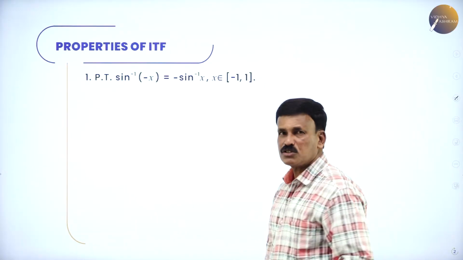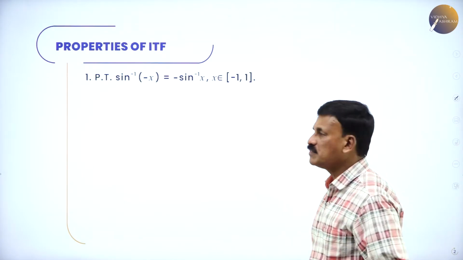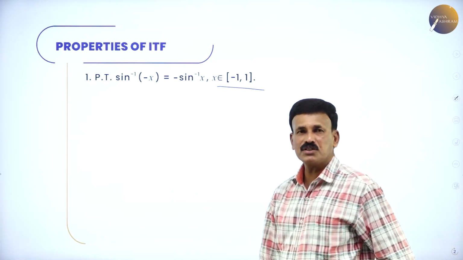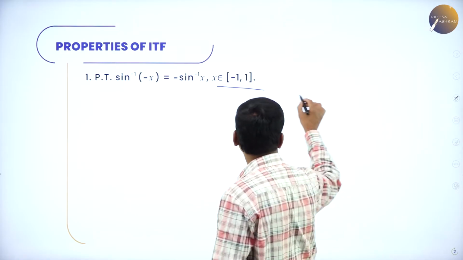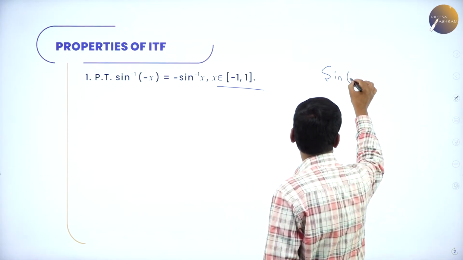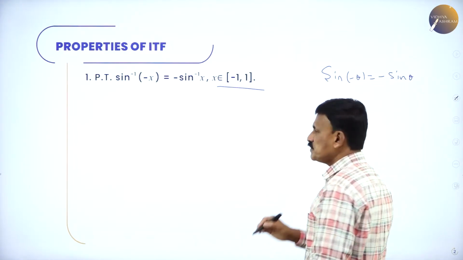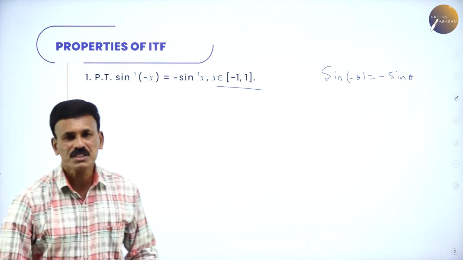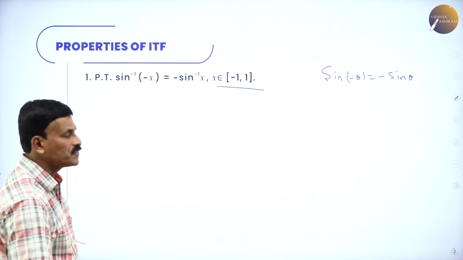The first property is to prove that sine inverse of minus x is equal to minus of sine inverse of x, where x belongs to the closed interval minus 1 comma 1. Now you know this from allied angles: sine of minus theta is equal to minus sine theta. If theta is replaced by minus theta, you will get minus sine theta. The same concept: sine inverse of minus x is also equal to minus of sine inverse x.